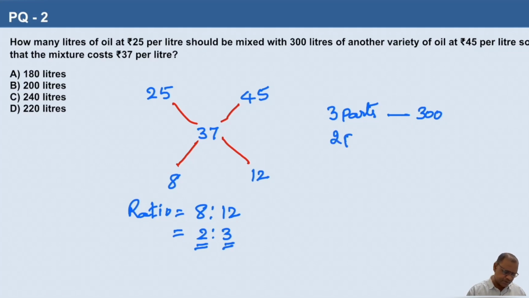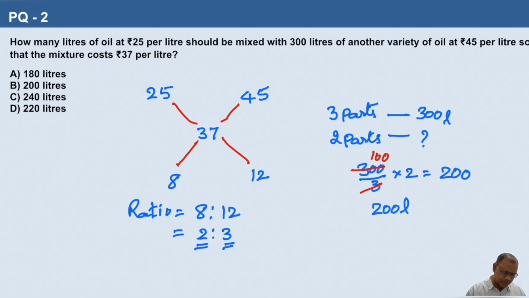So we need to find out 2 parts. Quantity of 2 parts is how much? 300 by 3 multiplied by 2. So simplify, 100 times 2 is 200. So 200 liters is the quantity of cheaper oil. 25 rupees per liter oil is 200 liters. So the correct answer is option B.